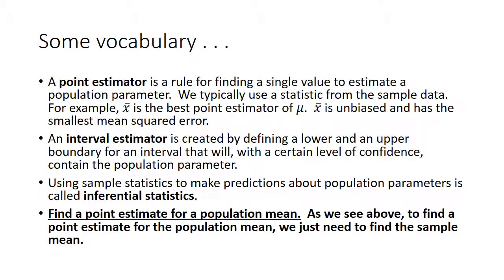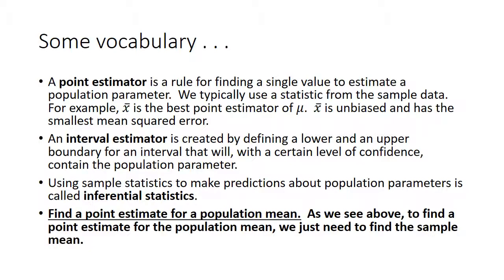So some basic vocabulary. A point estimator is a rule or a process for finding a single value to estimate a population parameter. We typically use a statistic from the sample data. So X bar, the sample mean, is the best point estimator of mu, the population mean. Finding the sample mean is our point estimator. If we have a specific value, that is the point estimate for whatever it is we're studying.